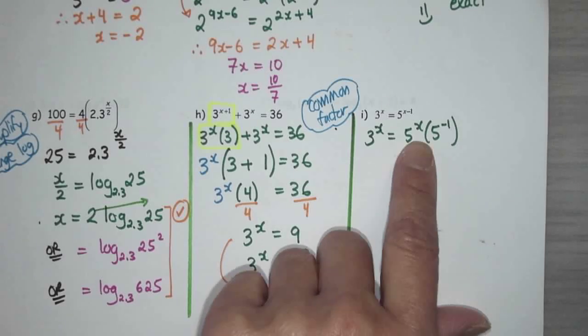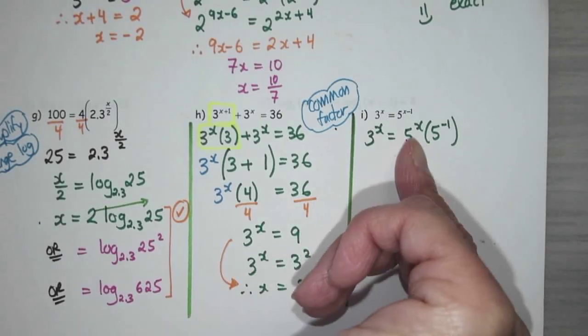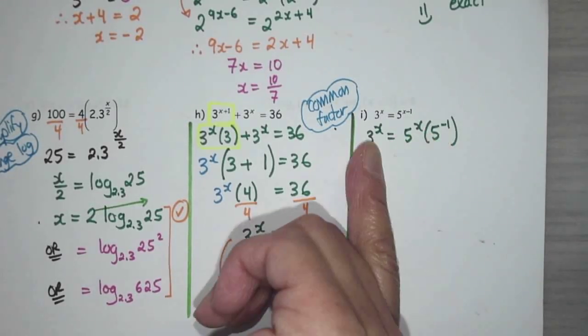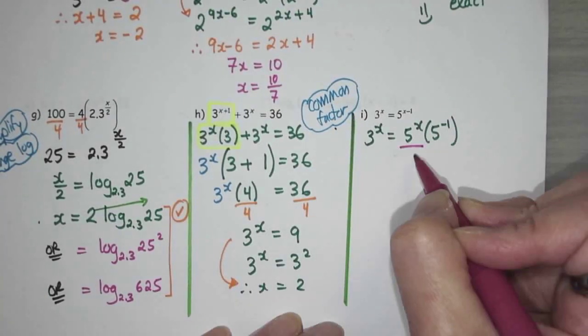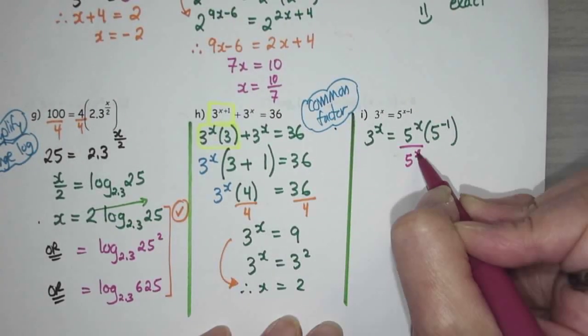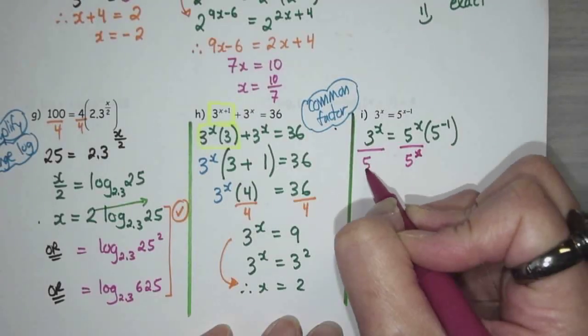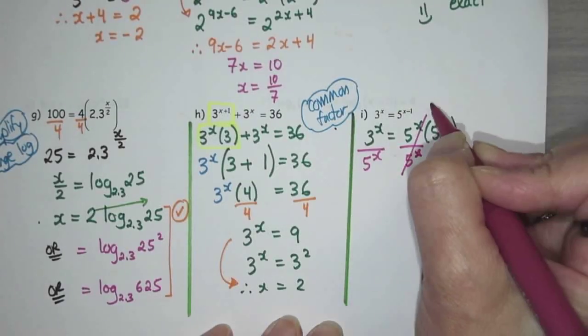Then I want to bring all the x's to one side. How do I bring all the x's to one side? I'm going to divide both sides by the 5 to the x. You are allowed to divide by the whole thing, because then that whole thing goes away to become 1.